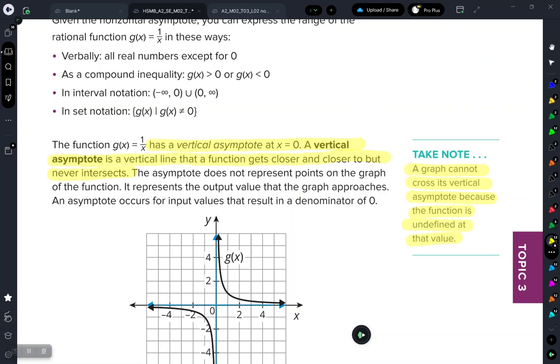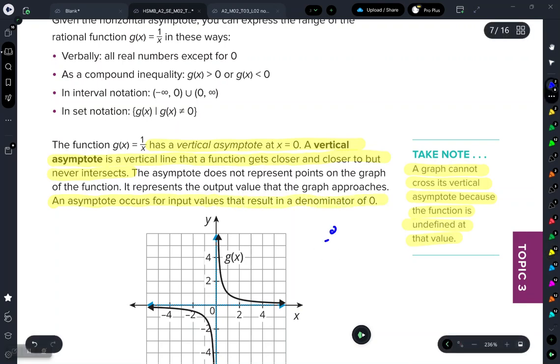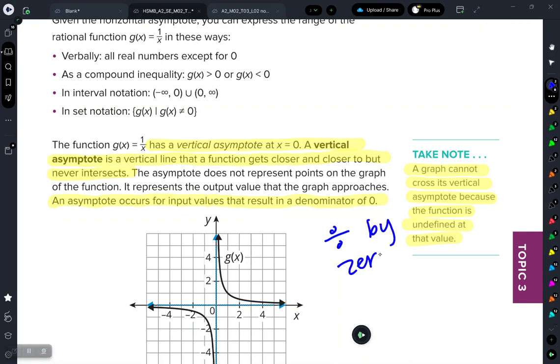Okay, usually, or not usually, all the time, a vertical asymptote occurs for input values that result in a denominator of 0. So dividing by 0 gives you a vertical asymptote. The horizontal asymptotes are more complicated in how they come about, but the vertical asymptotes are very clear. If you can divide by 0, you will get a vertical asymptote at that x value that gives you 0. And sometimes that's 0, sometimes it's something else.